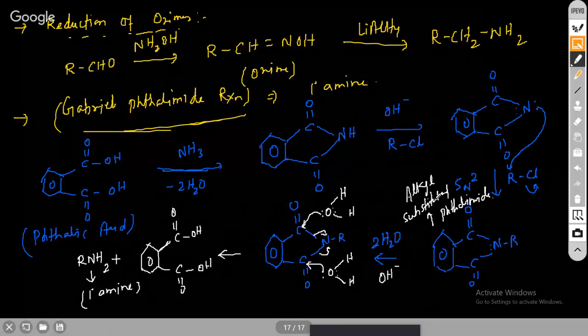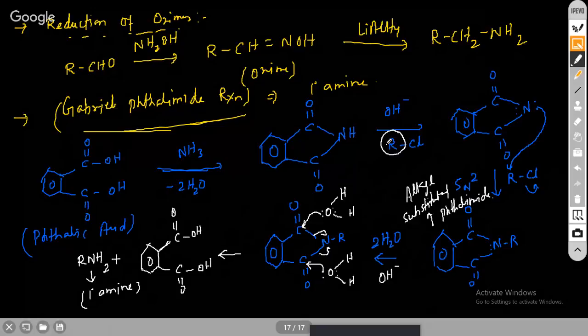You must remember this R group that you are using here only forms the amine, so that you can use it accordingly, whatever is required. Okay, one note you write down: aniline cannot be prepared by this method.